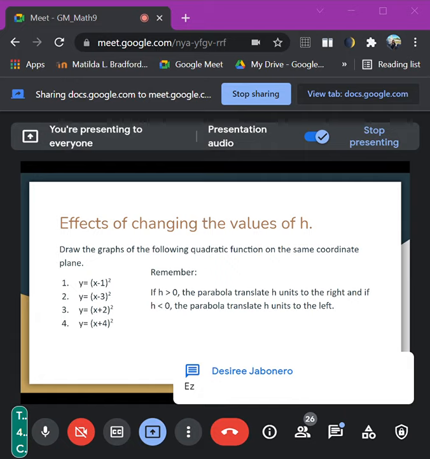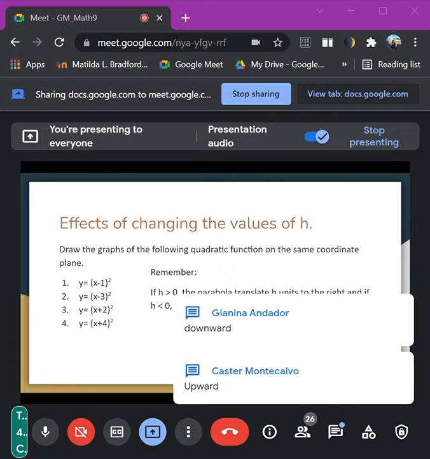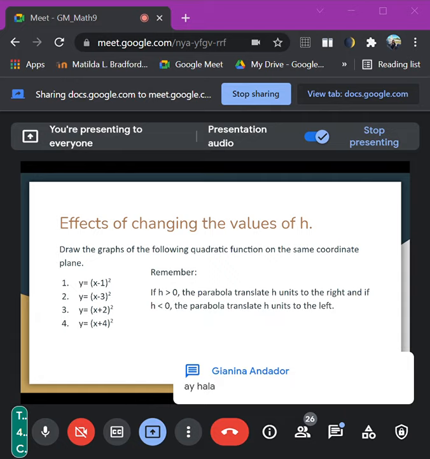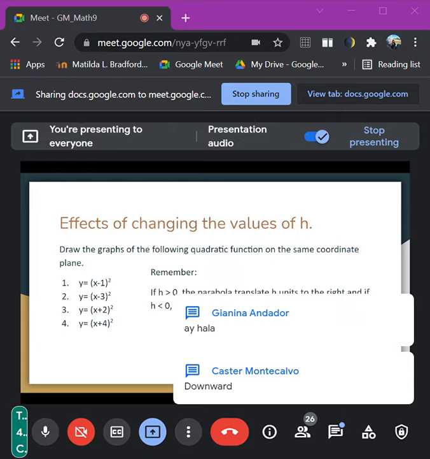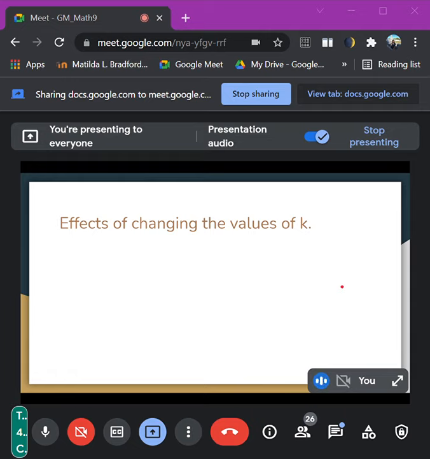Okay, very good. So now class, what are the changes when we change A? If positive, it becomes wide. And if positive, what is the graph, upward or downward? Upward. If negative, downward. Very good. Okay, so now let's go to the last one, which is the effects of changing the k.